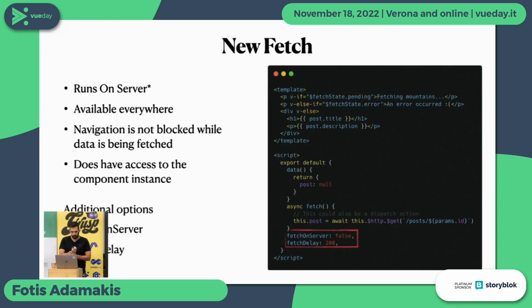Additionally, you can pass some parameters. fetchOnServer, when set to false, means the fetch will only be called on the client side, behaving exactly like the mounted hook would. That's why I told you earlier that fetching data in the mounted hook doesn't make much sense. And fetchDelay. If you want your call to be delayed, I don't know why. Maybe you want your site to be slower. I don't have a use case for that.